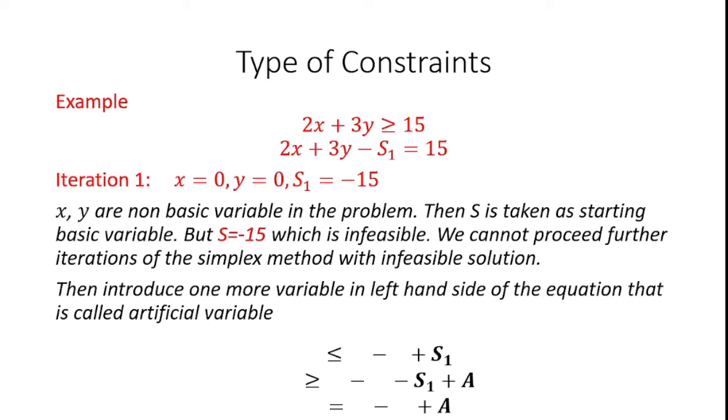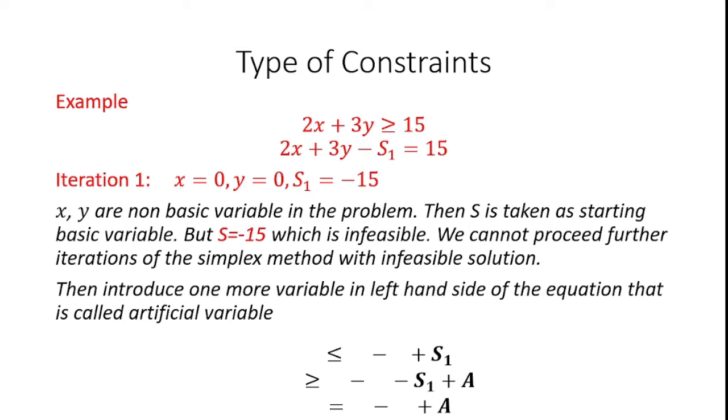Here you see, if I consider iteration 1, x equal to 0, y equal to 0, I can put it into that equation. From this, I get s1 is equal to minus 15. So x and y are non-basic variables in the problem. Then s1 is taken as the starting basic variable for the problem. But here s1 is equal to minus 15, which is infeasible. So we cannot proceed with further iterations of the simplex method with an infeasible solution. For that reason we go to the artificial variable technique.